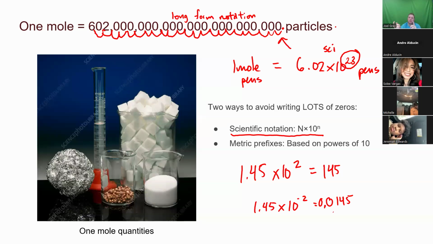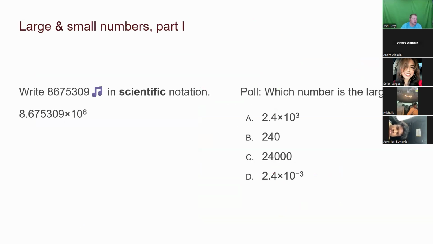So this is scientific notation. The exponent tells you whether you are moving to the right or to the left. Now, if you're taking a number from long form to scientific notation, that's what you have to account for: how many places did I move the decimal? So it's a little bit tricky. Now, we've got a poll here.